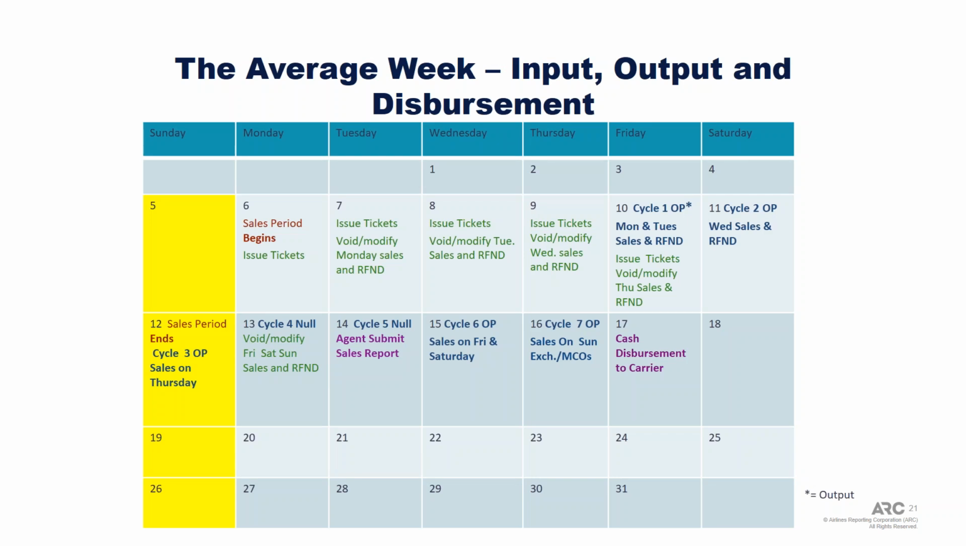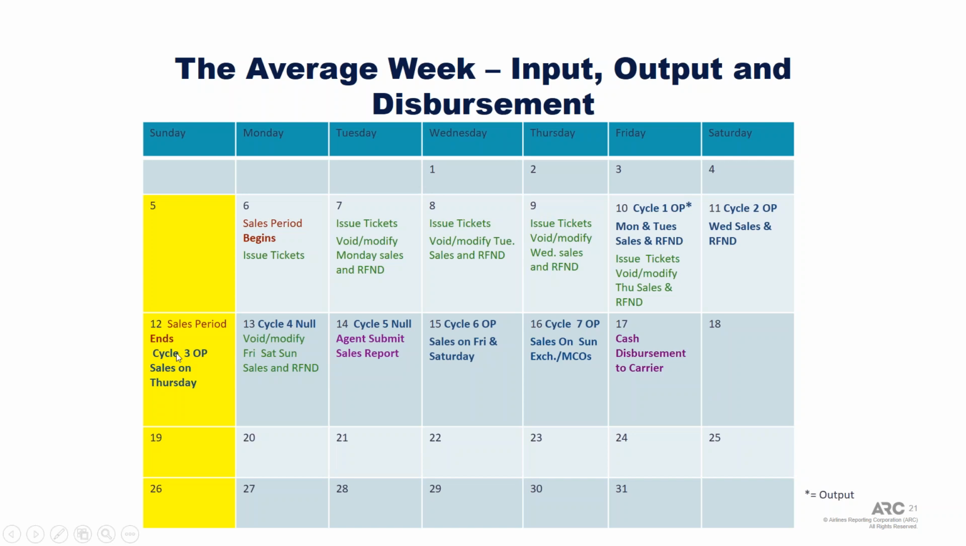And this is what the average week looks like, a week without a holiday. On this calendar mock-up, you'll see the sales period begins on a Monday. The agent begins issuing tickets on Tuesday. The agents can void and modify Monday sales, and you'll see Monday and Tuesday sales and refunds output in cycle 1, which is delivered on Friday, and then it moves on through the week.